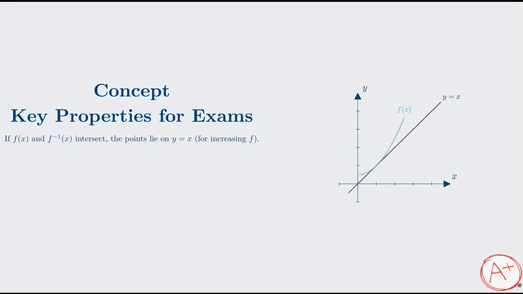There are 3 advanced properties you must master for A-level questions. First, let's discuss intersections. If the graphs of f of x and f inverse of x intersect, those intersection points must lie on the line y equals x, provided that f is an increasing function. In an exam, you might be asked to find these coordinates. Instead of setting f of x equal to f inverse of x, which often leads to very difficult algebra, you should simply solve f of x equals x. This is a major time saver.